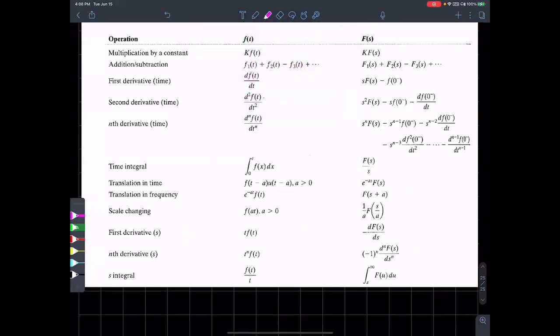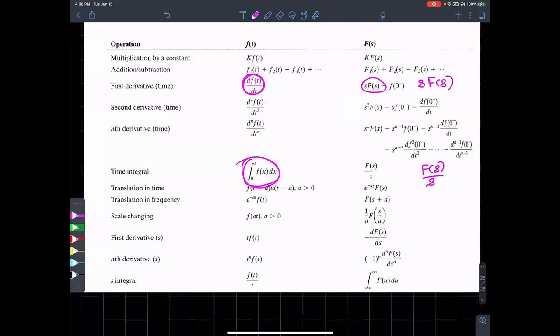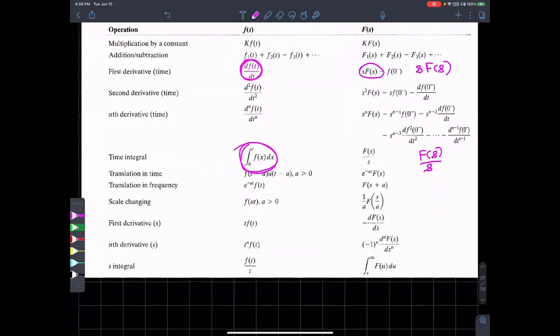Okay, if you have a derivative in the time domain, in the frequency domain, it is s times F(s). If you have an integral, you only have F(s) by s. So in the frequency domain, you don't have to deal with integrals. Okay, in the frequency domain, you simply have to deal with algebraic polynomial equations. Okay, as we will see shortly.